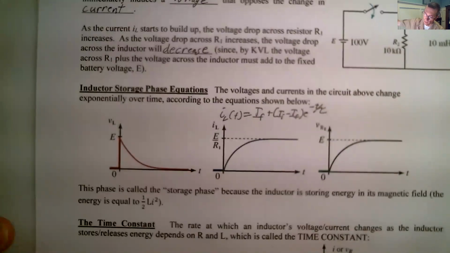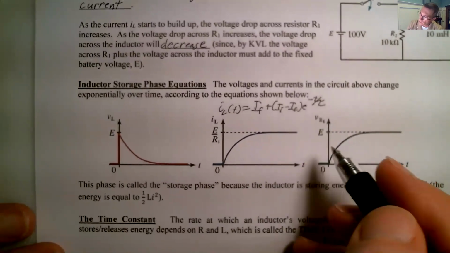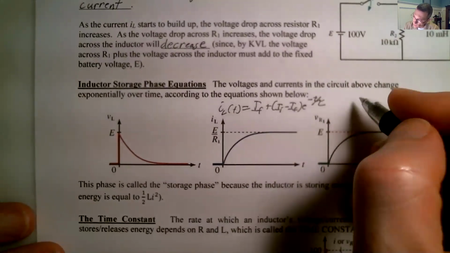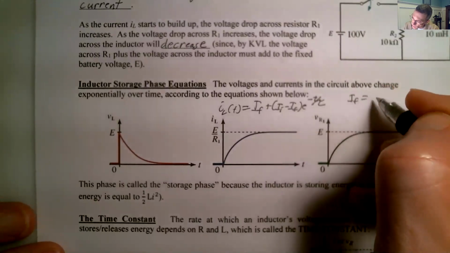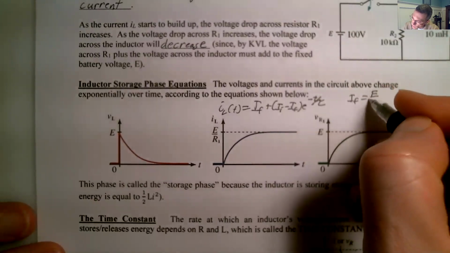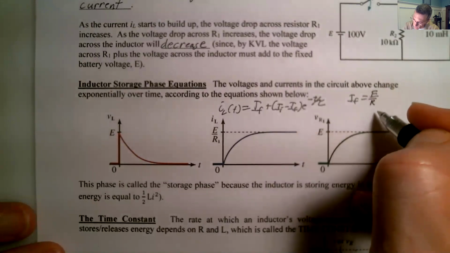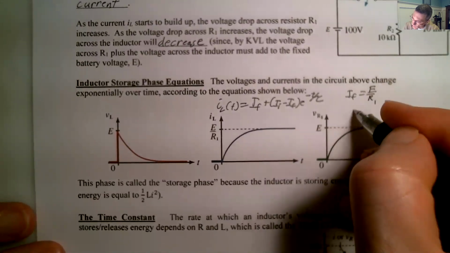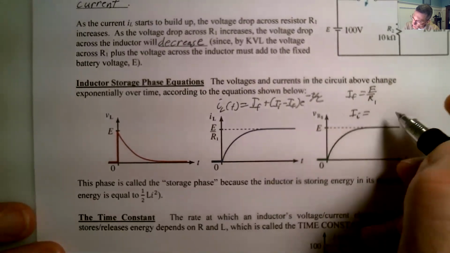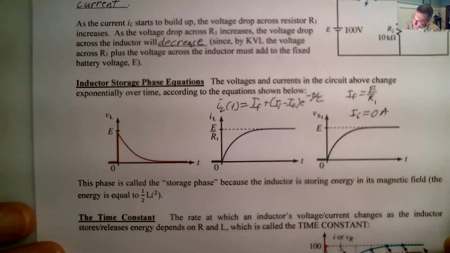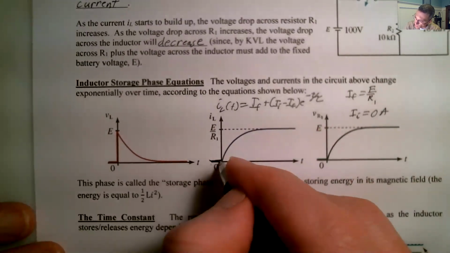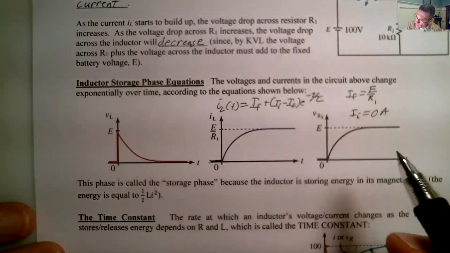All right, so now with that, I final is equal to E over R1. And I initial for our charging case was 0 amps. Okay, so that's why we've got it down here at 0. I final is up there.